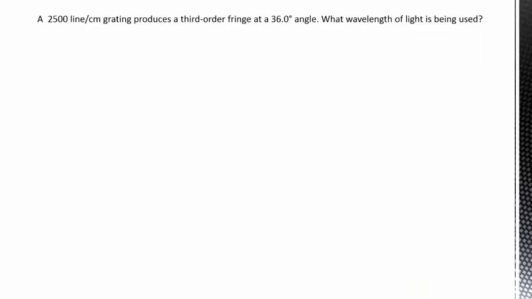Alright, a couple of example problems. We've got a 2500 line per centimeter grating, third order fringe, blah blah blah. What's the wavelength? So again, my equation d sine theta equals m lambda is the only one we're using for these diffraction gratings. Now some of the problems will involve a little bit of geometry in addition to this equation, but we can handle that, right?